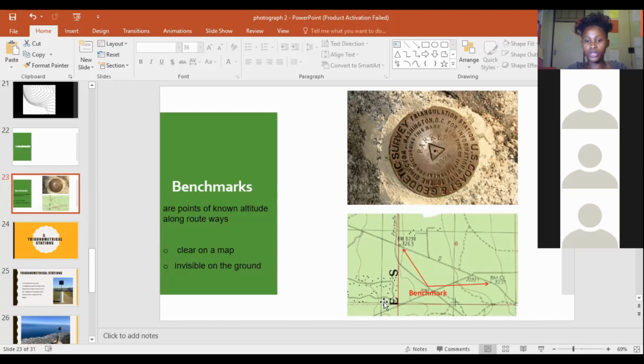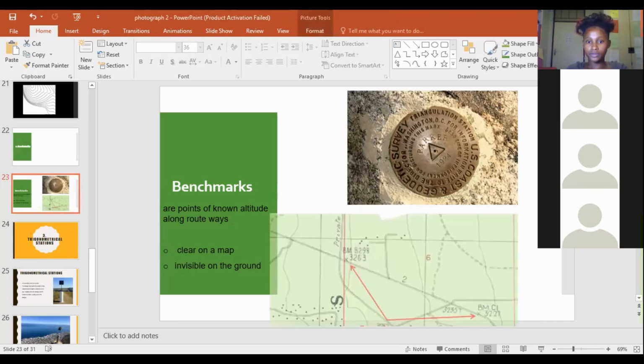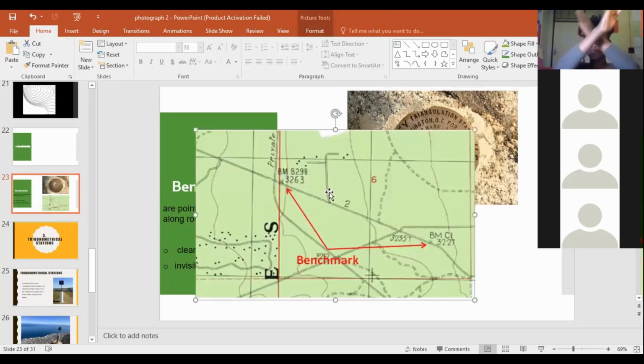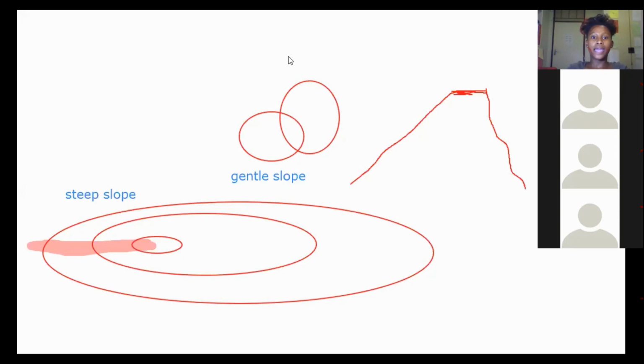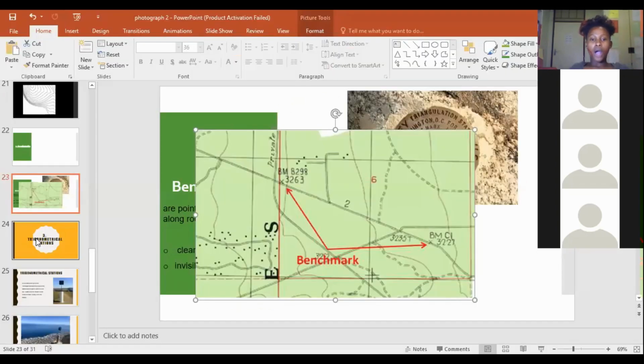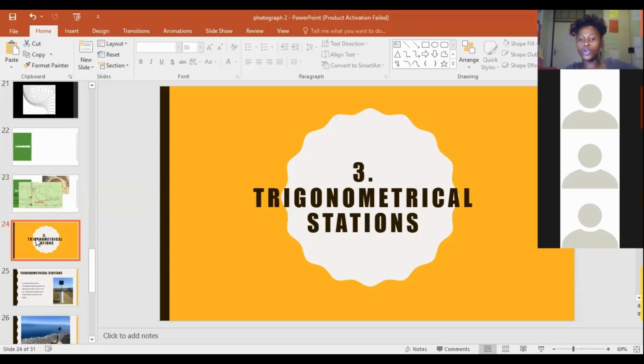Do you see this map, Prudy? Yes, ma'am, I can see that. Do you see the X's? That means the benchmark is represented by an X. Whenever you see an X on your map, that is your benchmark. That is so simple, right? Yes, ma'am.